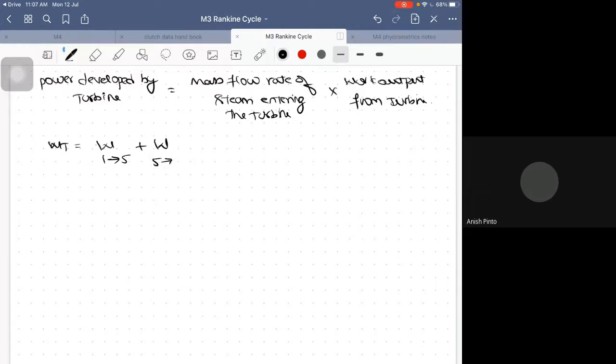Two stages of expansion are being taken. For the first stage, 1 to 5, the mass flow rate is m into H1 minus H5, initial minus final. For the second stage, it is 1 minus m into H5 minus H2. Do I have the values of H1, H5 and H2? Yes.